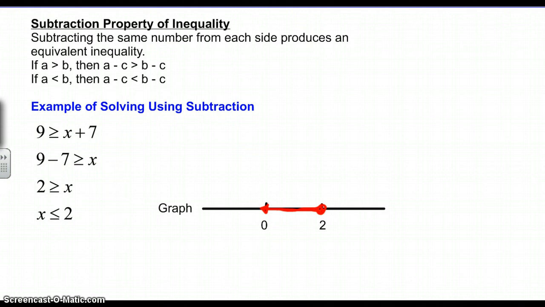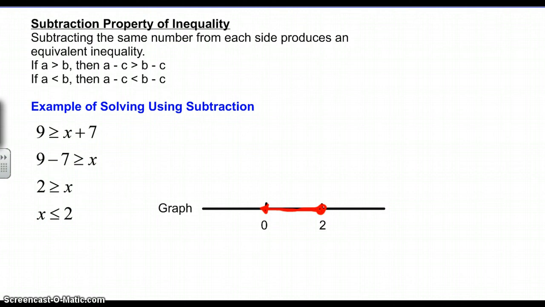So let's take a look at the example solving using subtraction. If we have 9 is greater than or equal to x plus 7, to isolate x, we have to subtract 7 from both sides. So 9 minus 7 is greater than or equal to x, which means 2 is greater than or equal to x.